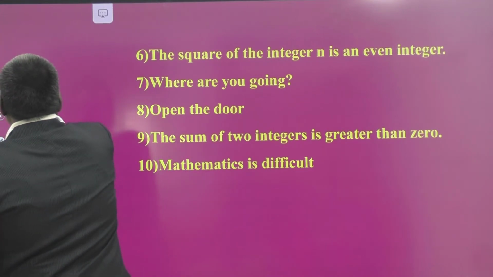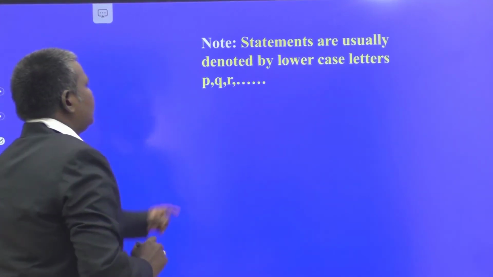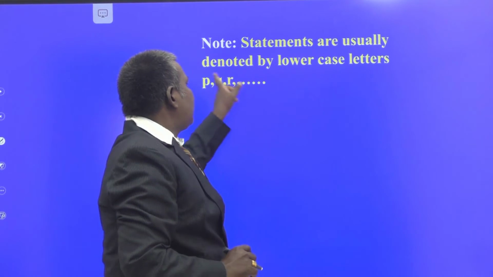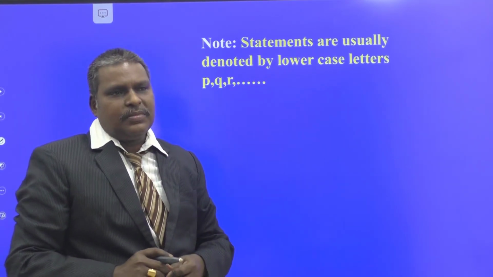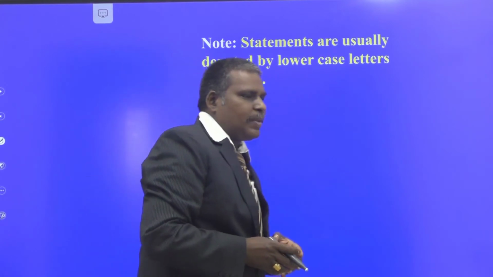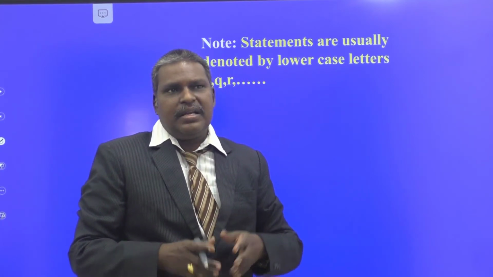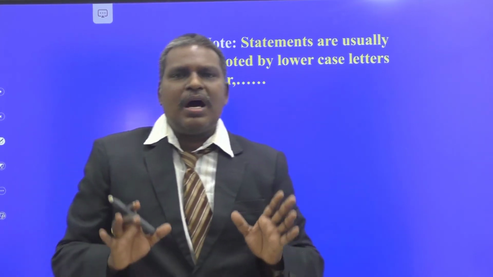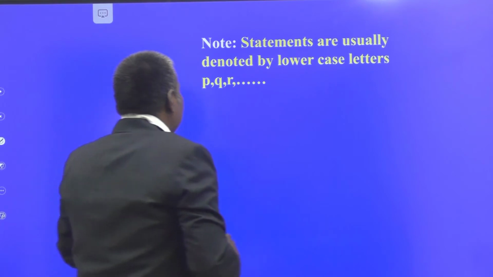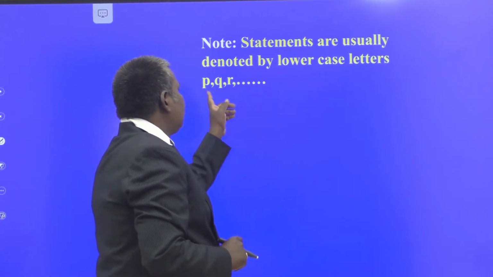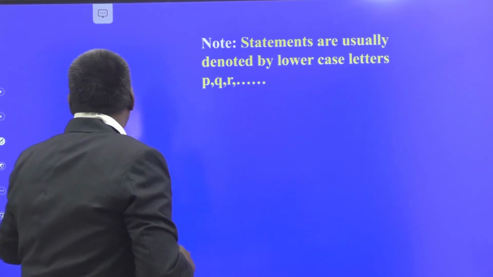Now, let us move to another concept. Statements are usually denoted by the lowercase letters p, q, r. We discussed what a mathematically acceptable statement is. A statement is a sentence which is either true or false, but not both. So this type of statements are generally denoted by small letters p, q, r. Okay, next.